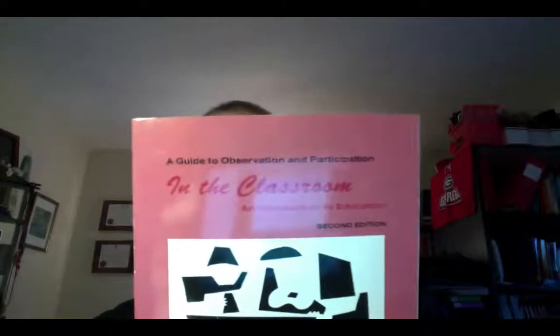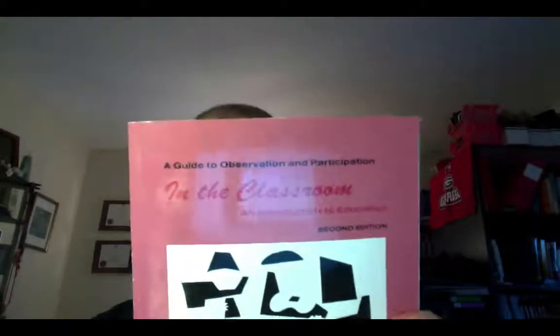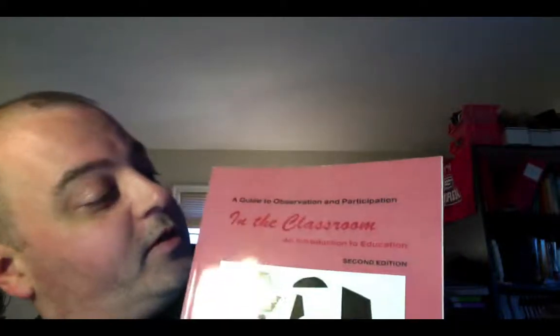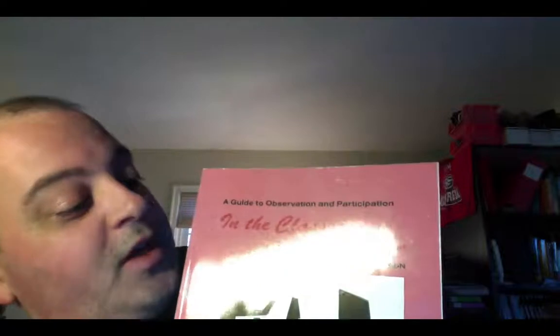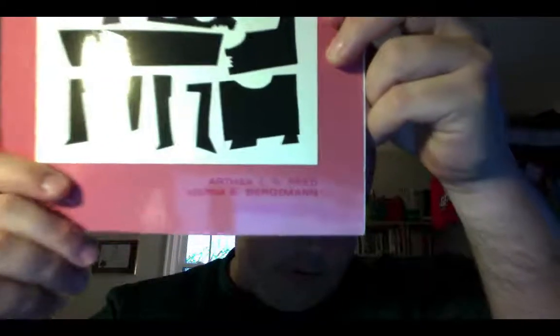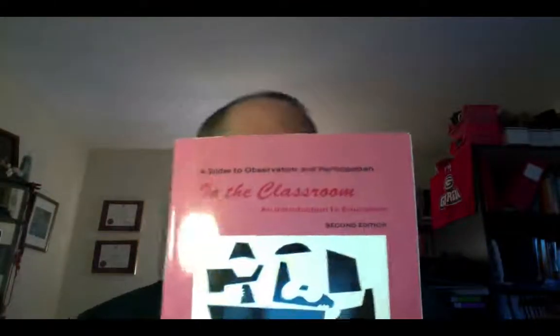In addition to the resources that I've got in Blackboard, there are a couple of resources that I wanted to point out to you. One that I think is actually a really good classroom related one. So if you're doing educational research, I think this is quite a good one. It's a guide to observation and participation in the classroom, an introduction to education. This one is quite nice, and it's done by Reed and Bergman. From an educational research perspective, I think it is quite a useful guide.